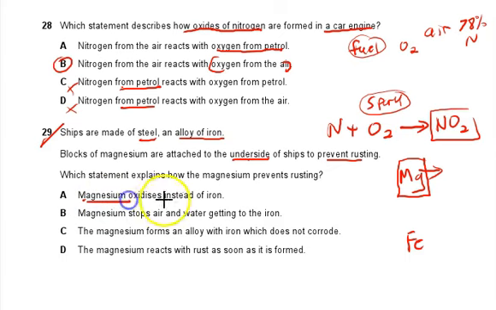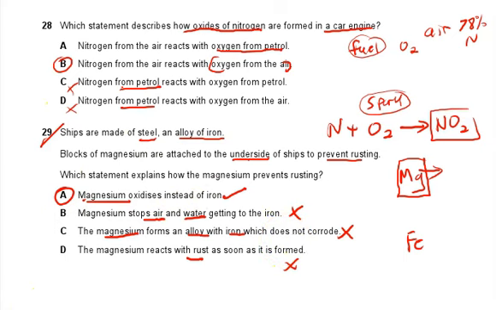Magnesium oxidized instead of iron. This one is correct. Let us look at the next one. Magnesium stops air and water getting to the iron. Wrong. Magnesium forms an alloy with iron which does not corrode. This is wrong. The aluminium reacts with rust as soon as it is formed. So this is also wrong. So your best answer here will be A. Okay, so I hope you understand this.